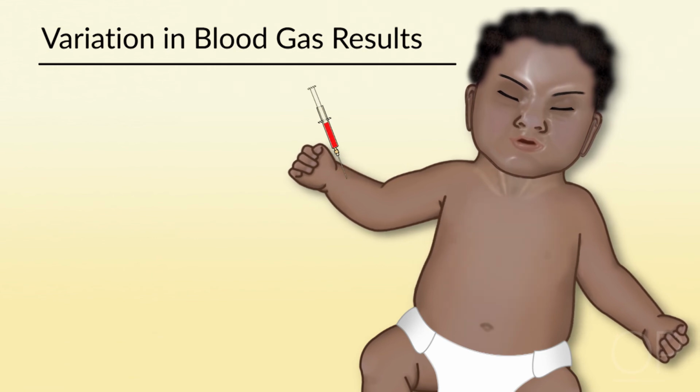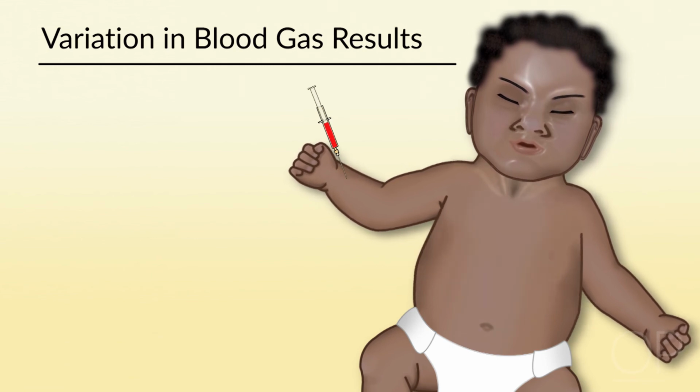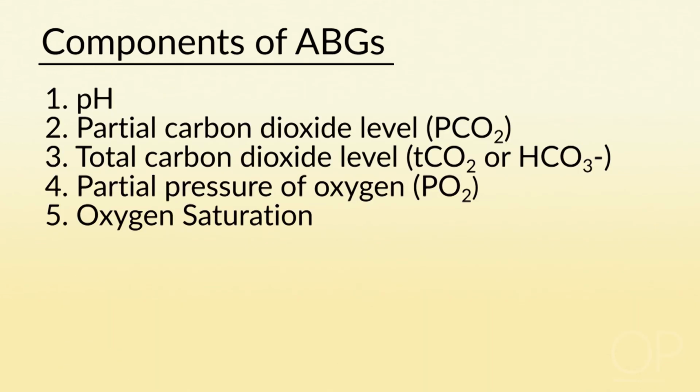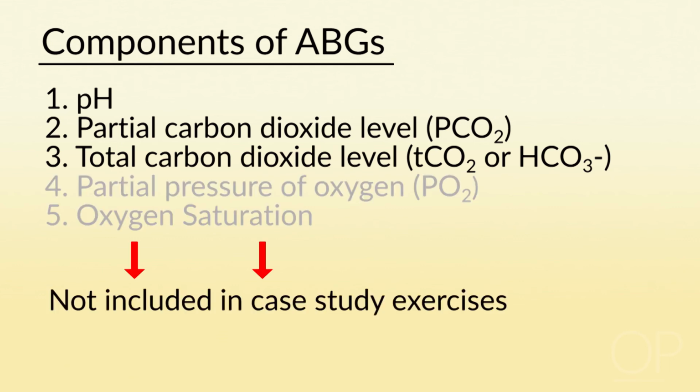A patient holding his breath or hyperventilating in response will affect results, and those results would not be representative of a true baseline. These are the components of the arterial blood gas, which will be discussed. For our interpretive purposes, the discussion will not include PO2 and oxygen saturation as part of the case study exercises at the end of this presentation.